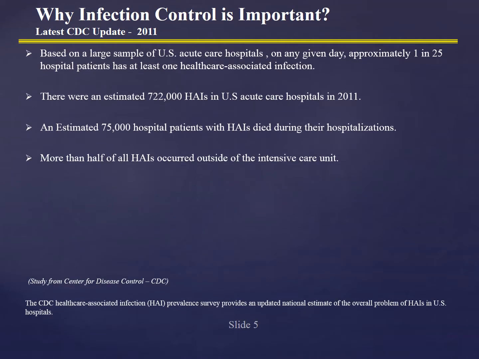Okay, why is infection control important and continued? It's based on a large sample of U.S. acute care hospitals. On any given day, 1 in 25 hospital patients has at least one healthcare associated infection. And again, these are the statistics that I talked about previously. In 2011, more specifically, 722,000 infections, and again, 75,000 patients died. And again, more than half occurred outside of the intensive care unit.